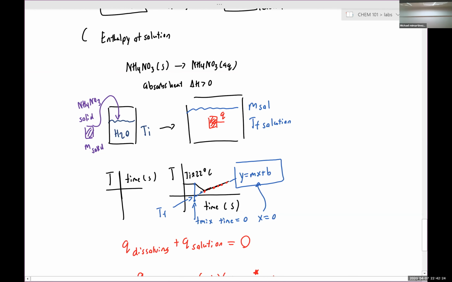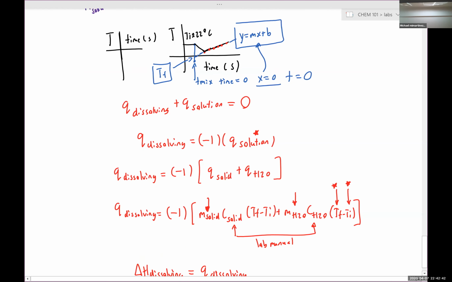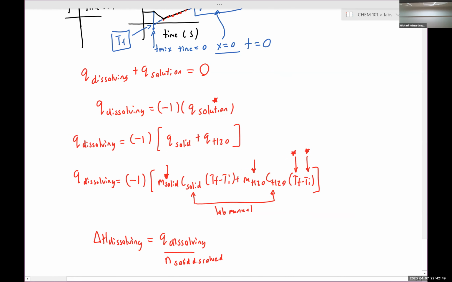We're then going to extrapolate the plot to T mix by plugging in x is equal to 0 or time is equal to 0. And from that, we'll get the T final, assuming instantaneous reaction and no heat loss to the surroundings. Just like before, we can use our conservation of energy and heat exchange equations to solve for the heat associated with dissolving our solid.